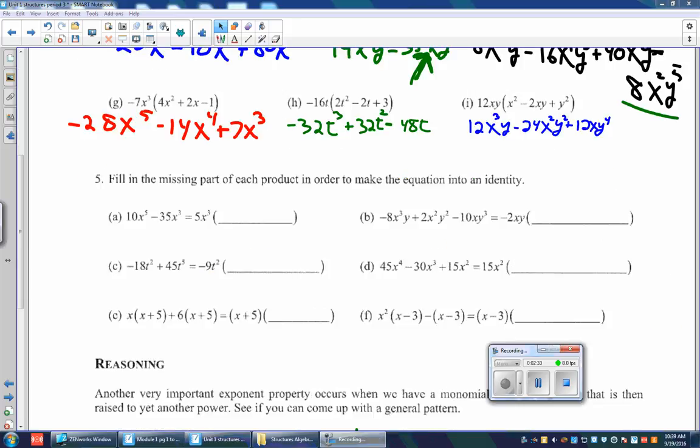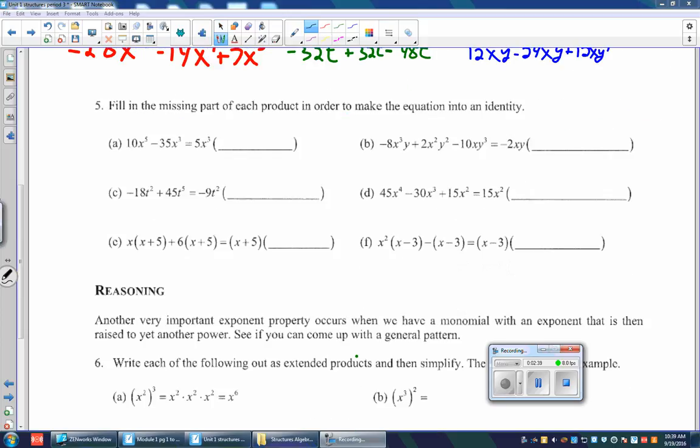There's G, H, and I. Make sure I got them all right. For this part, we just did what we did in the previous recording. 5x cubed times what is 10x to the 5th. That would be 2x squared minus, and then 5x cubed times what is 35x cubed. That's minus 7.